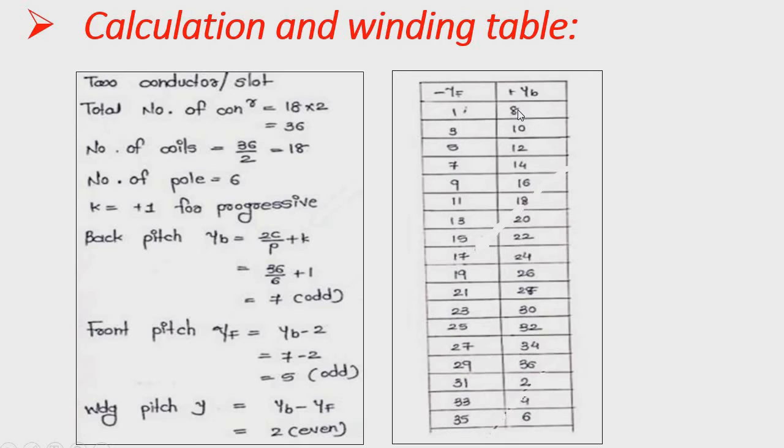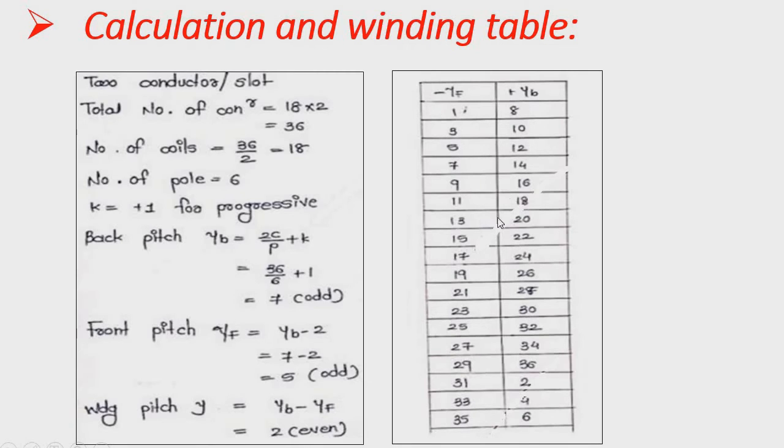8. Now it is a lap winding, that's why the next conductor of the second coil is found like this. This is a front conductor and this is a back conductor, that's why this is YF and this is YB. So YB is positive and YF is negative for the lap winding. So 1 plus YB, YB is 7, so 1 plus 7 is 8. Now YF, but it is minus, so 8 minus YF, which is 5, so 8 minus 5 is 3, 3 plus 7 is 10, 10 minus 5 is 5, 5 plus 7 is 12, 12 minus 5 is 7, 7 plus 7 is 14.